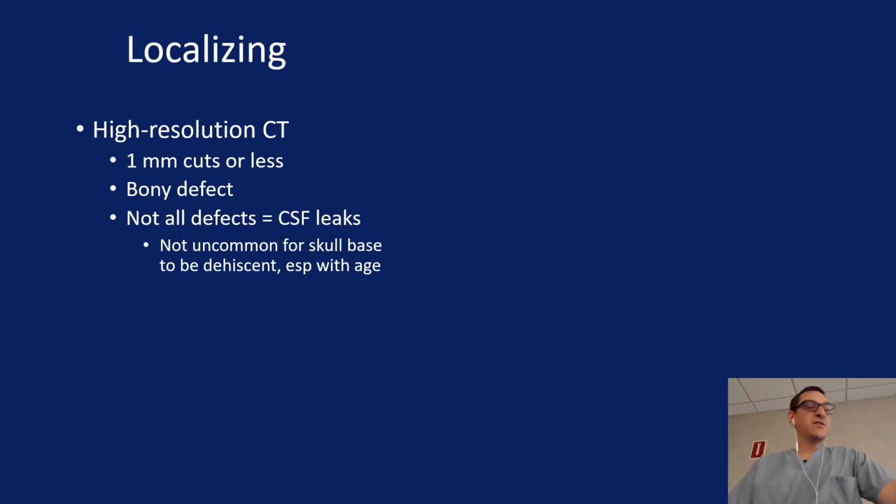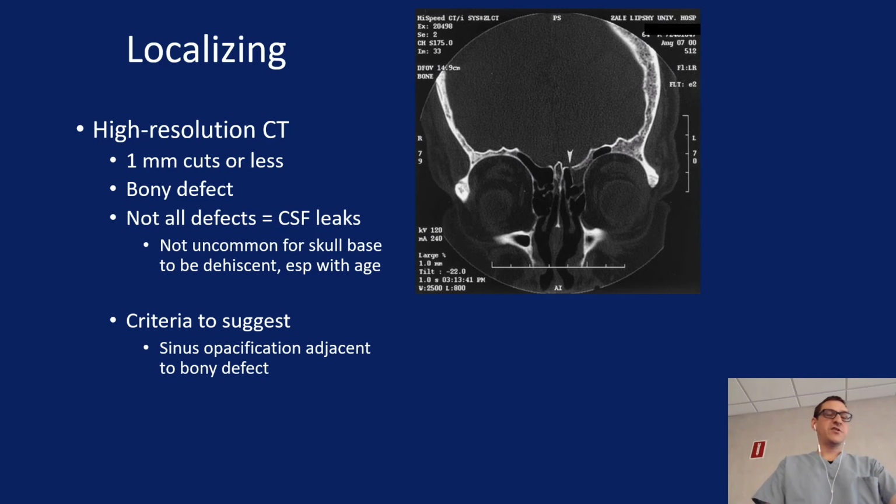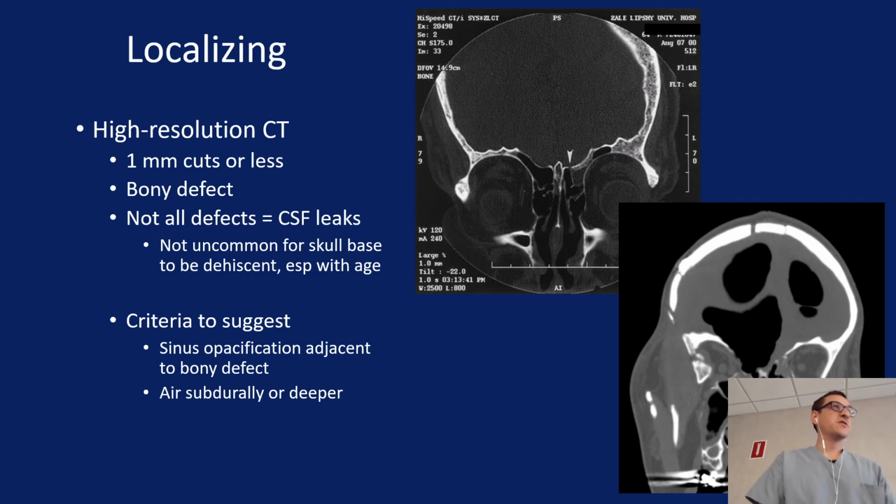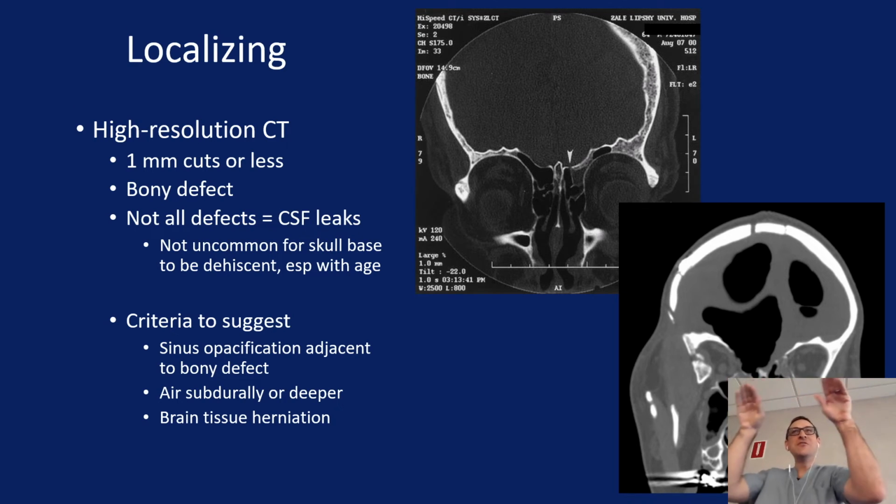Not all defects are CSF leaks. So it's not uncommon, especially with age, to see sometimes multiple sites of thinning, and that can be a little frustrating. Criteria that might suggest it, we just mentioned it. If you see this situation, you've got a tiny little bony defect, but then this sinus is opacified next to it. Again, it's not a guarantee, but it might make you want to get a different study to see what that opacification is. And then air, this is subdural or intraparenchymal air. But you can have epidural air that is not a CSF leak. We've seen it a couple times here. Brain tissue herniation. Not always obvious, but if you see a huge defect and a nice round thing sticking in the nose, that's a little suspicious.